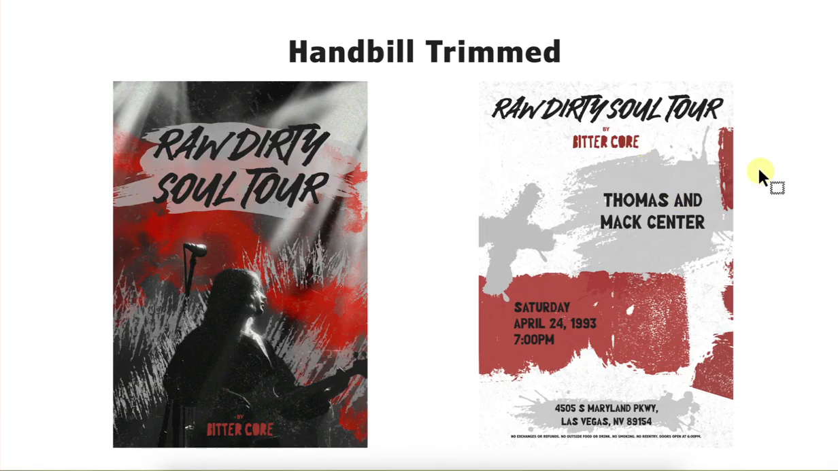Maybe increase Bitter Core because I don't think Thomas and Mack Center is more important than the name of the band, you know? So maybe decrease the size of Thomas and Mack and increase Bitter Core there. But this is cool. I like your little fine print at the bottom. That's nice.